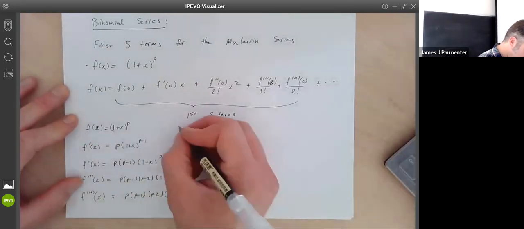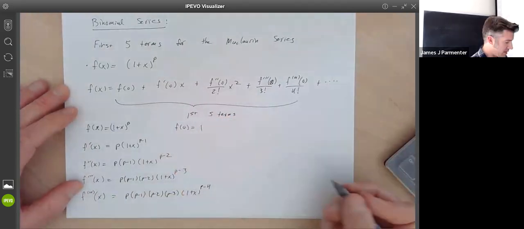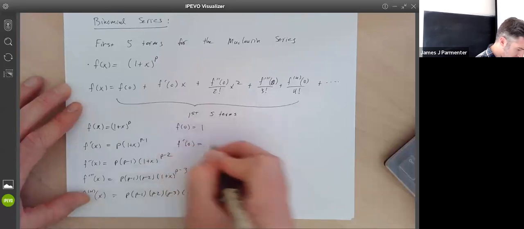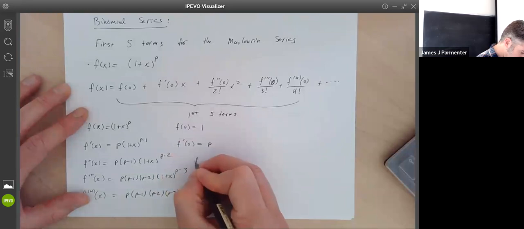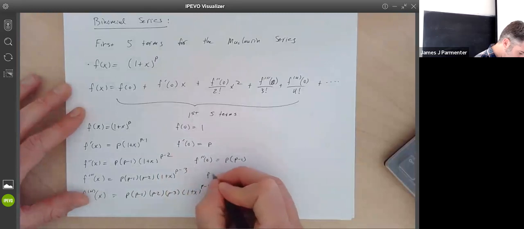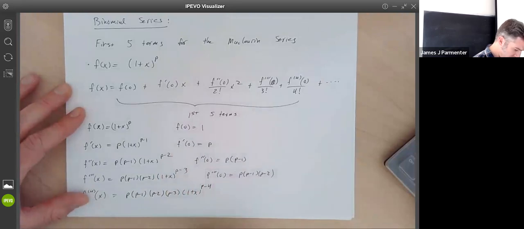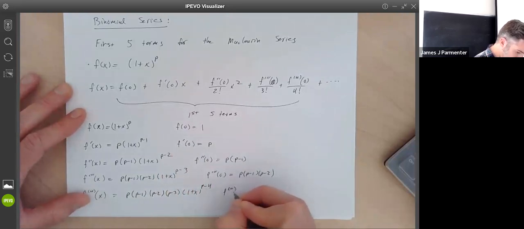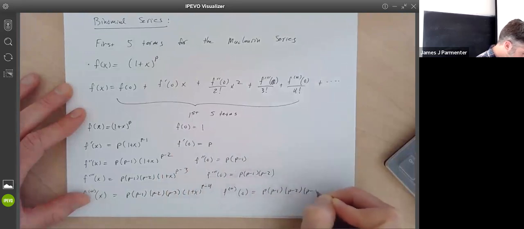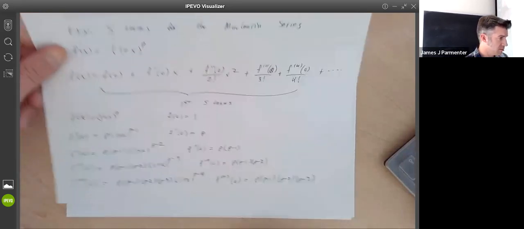So if we plug in 0, f of 0 is going to be 1 to the p, which is 1. We plug in, f prime of 0 is going to be p times 1. f double prime of 0 is going to be p times p minus 1 times 1. f triple prime of 0 is going to be p times p minus 1 times p minus 2. The fourth derivative of f at 0 is going to be p times p minus 1 times p minus 2 times p minus 3. So I think we can write out the formula here.